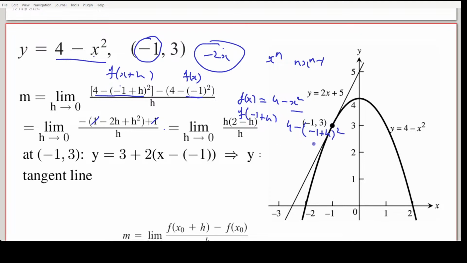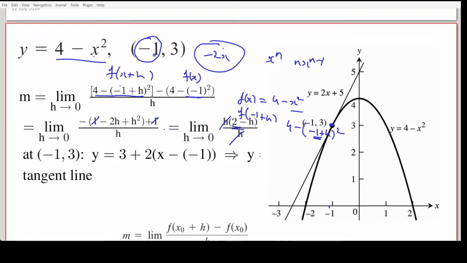Yes, sir. Why minus 1 plus h? Because we want to calculate the slope at minus 1, at this point, right? Yes, sir. Agreed? So, now what we are doing, we are just simplifying this. Essentially, we have removed the common factor of h. Now we can substitute h equals 0. What is the slope that you have got? The slope that you have got is actually 2, right? Yes, this is the 2.